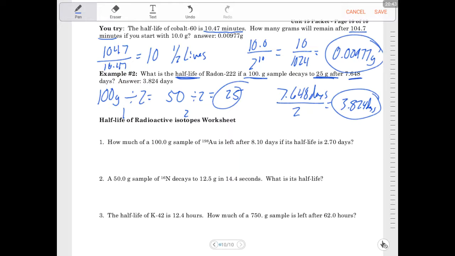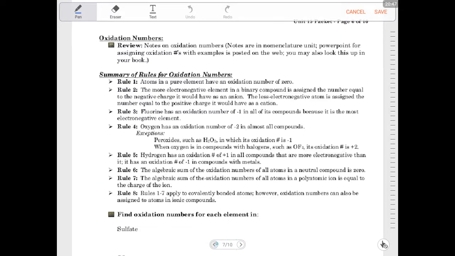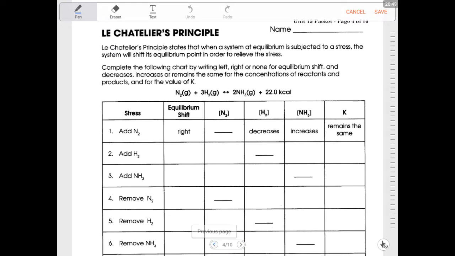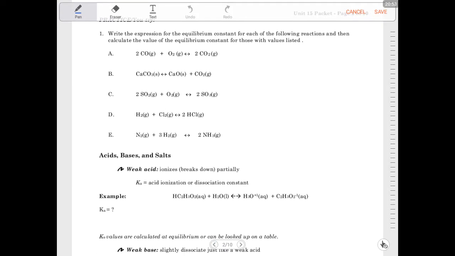Now we're going to go back and review some equilibrium and talk about Le Chatelier's principle. Sorry, I'm going through all the notes. I will tell you at the end of class, or at the end of this video, what your homework is, so don't just start doing it because you may not have to.